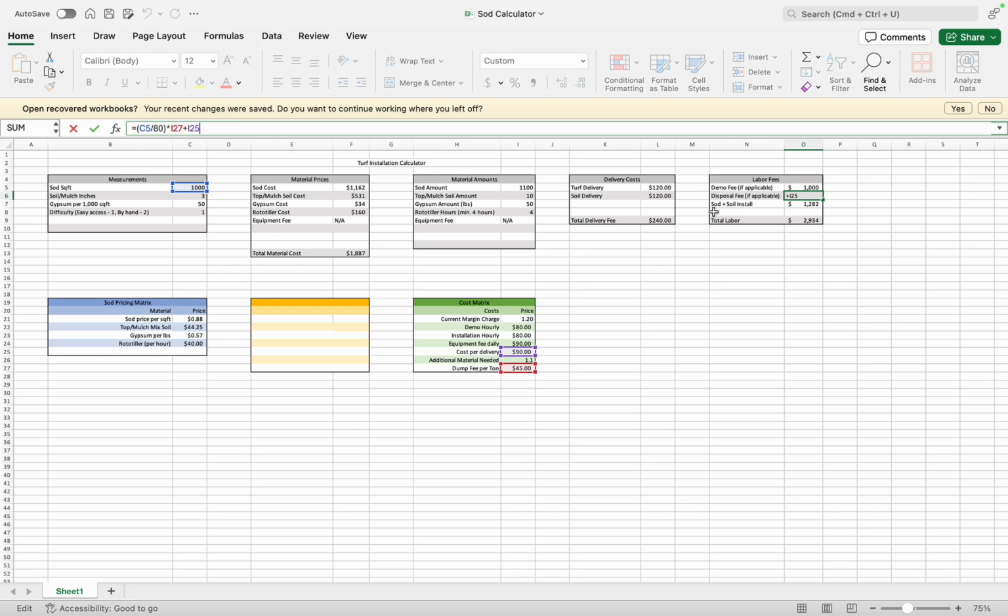So basically back to the disposal fee. What is going on here is this portion of the equation, we are trying to figure out how many tons we are disposing of. So 1,000 divided by 80, okay? Because per ton, we're usually taking out about 80 square feet. Reach out to me because it's different in every state. And I don't know why we picked to do it this way exactly, but it worked for us.